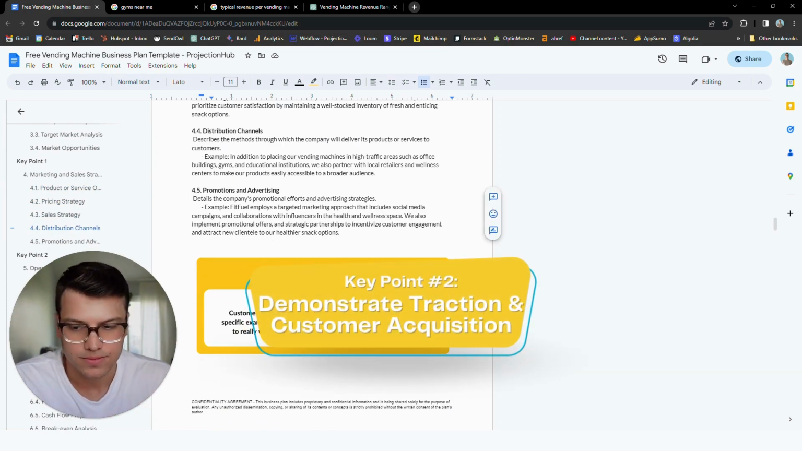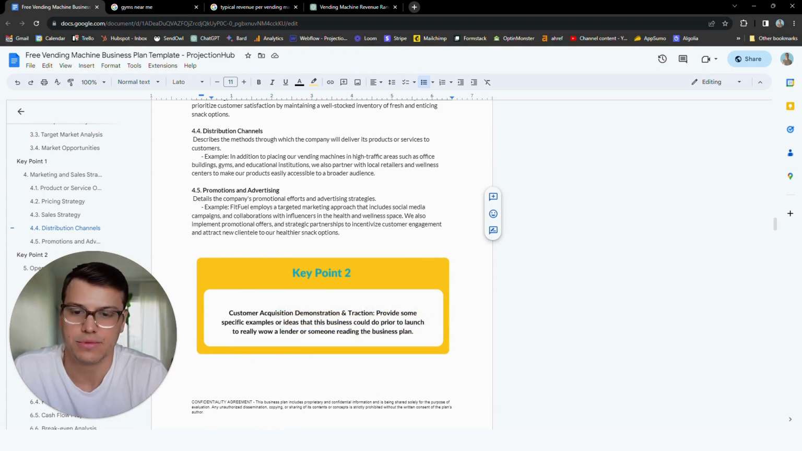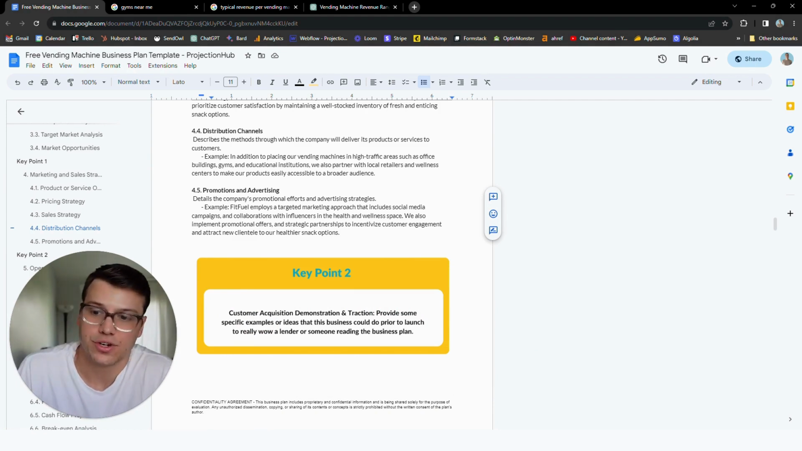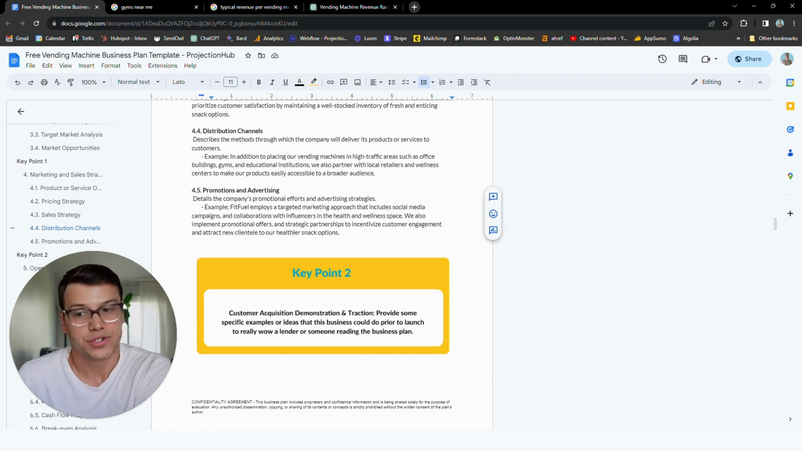But key point number 2 is customer acquisition demonstration, or what a lot of people in the tech space call traction. Now, for the vending machine space, this might be a little tricky to come up with examples, because the best examples of traction are pre-revenue. So before you launch the business, we've already demonstrated that there's room in the market, or what the market opportunity is. But now we need to demonstrate how we are actually going to get some of those customers. How are we actually going to steal some of them?